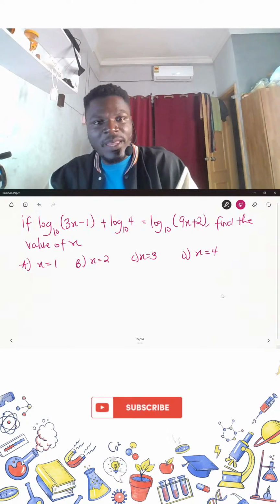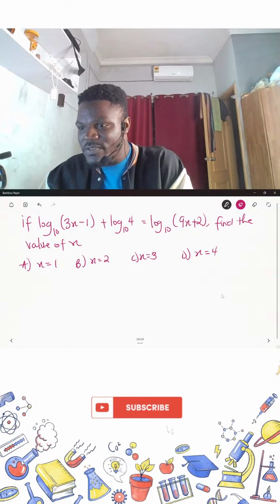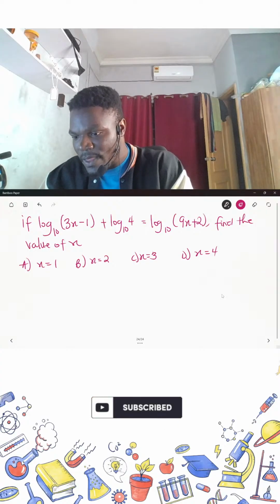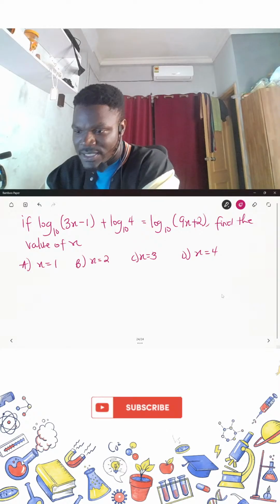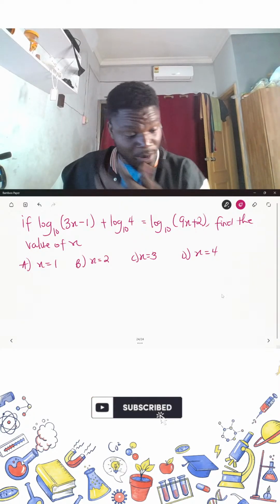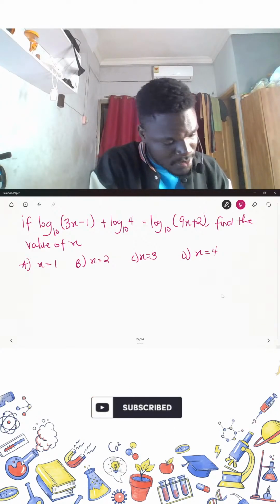Colina, what do you have for me? This one, you just take antilog of both sides, and then you have 3x minus 1 plus 4 is equal to 9x plus 2. You just solve straight from there. So I'll give Colina 1 more minute. After that, okay, so Colina has also found 2, and let's see, 31.